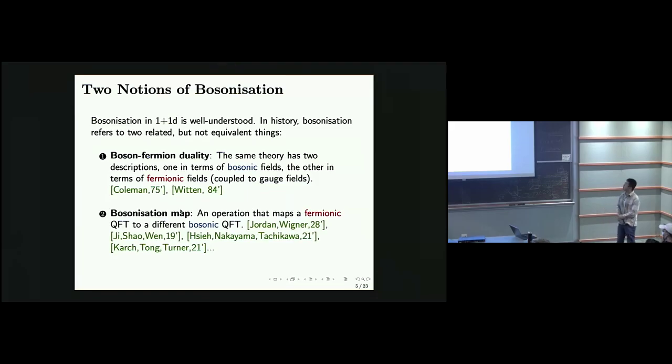The second notion of bosonization is the bosonization map, which is an operation that maps the fermionic theory to a different bosonic theory. I have to highlight that these two theories are really different. They are not different descriptions of the same theory. On the lattice, this is often called the Jordan-Wigner transformation. And in recent years, there has been a lot of updated discussion about the bosonization map.